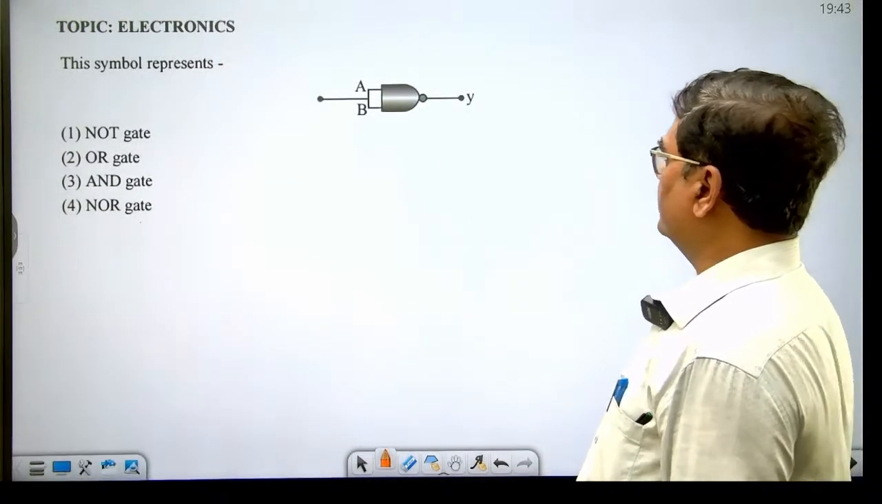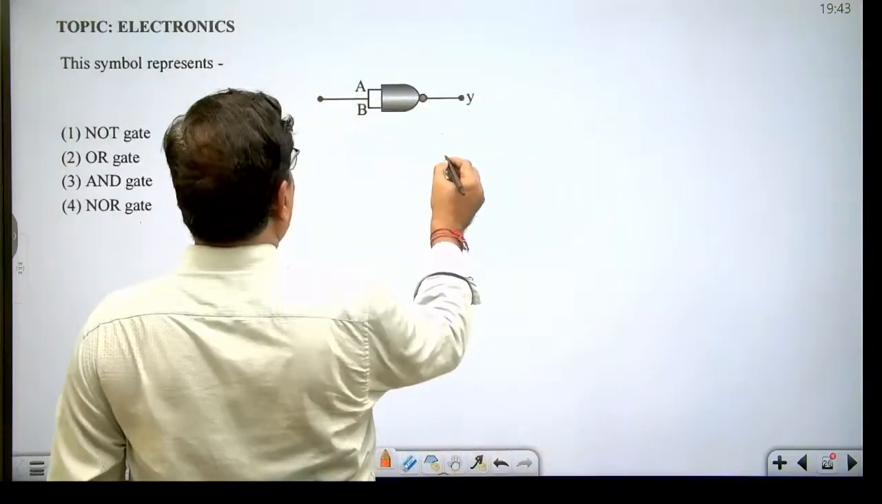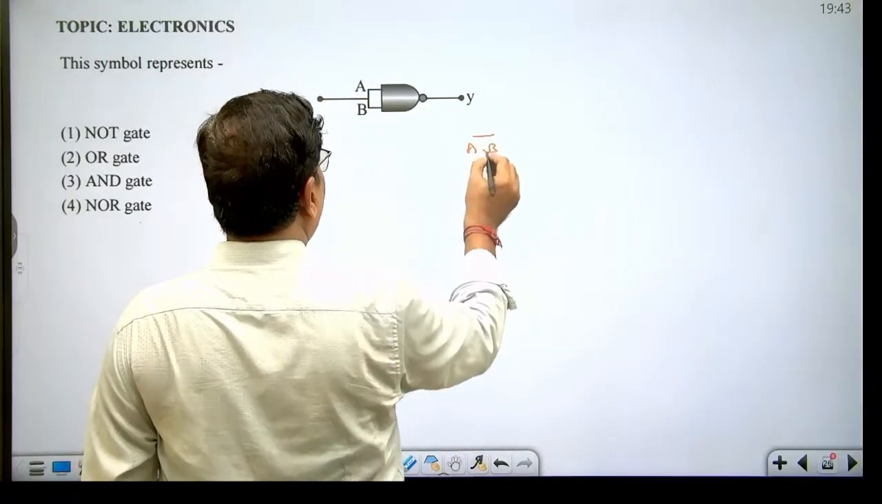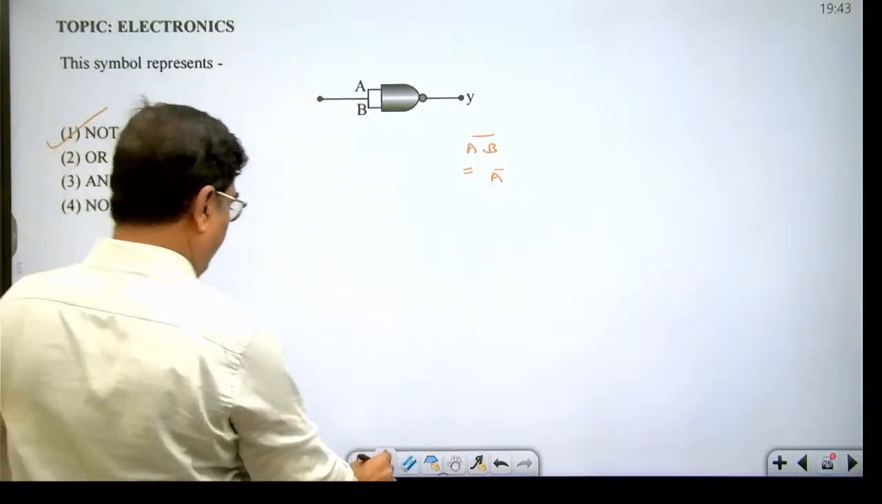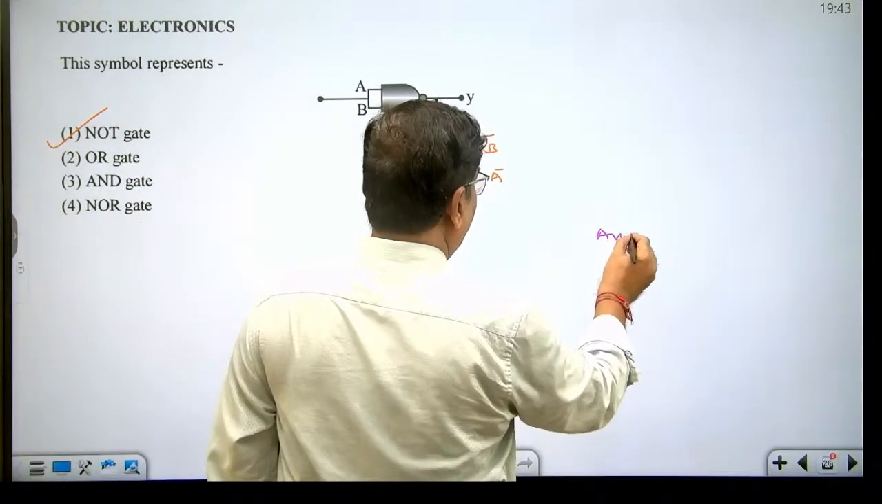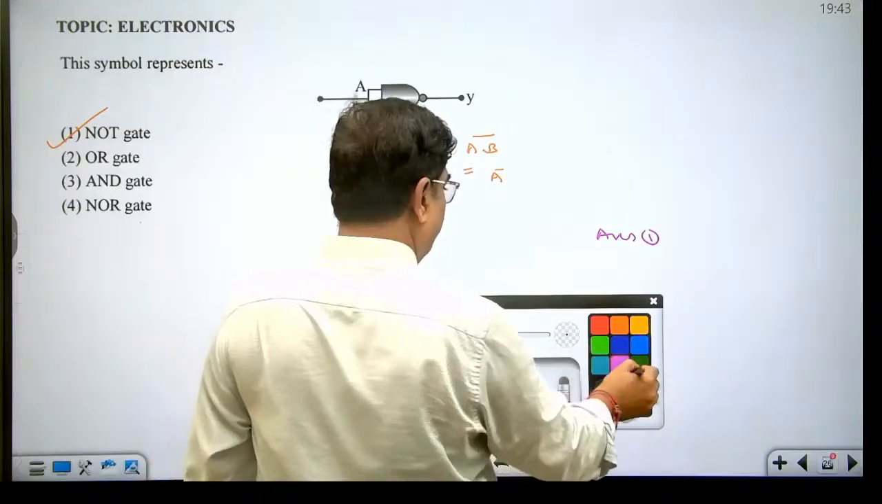This symbol represents here A and B are clubbed. So A dot B bar, this will become A bar, NOT gate. Out of 4 choice, the correct answer is option 1.